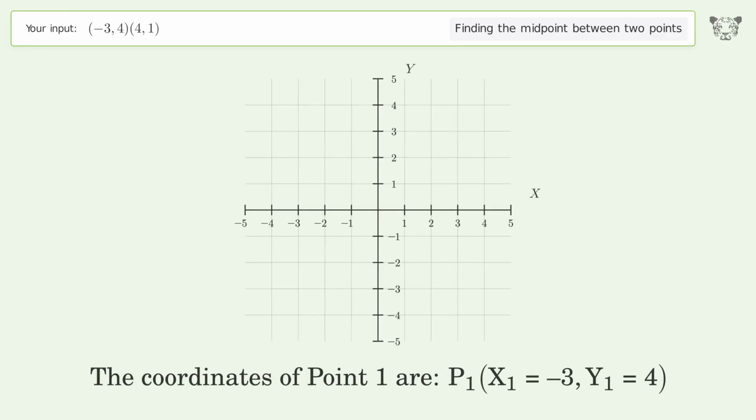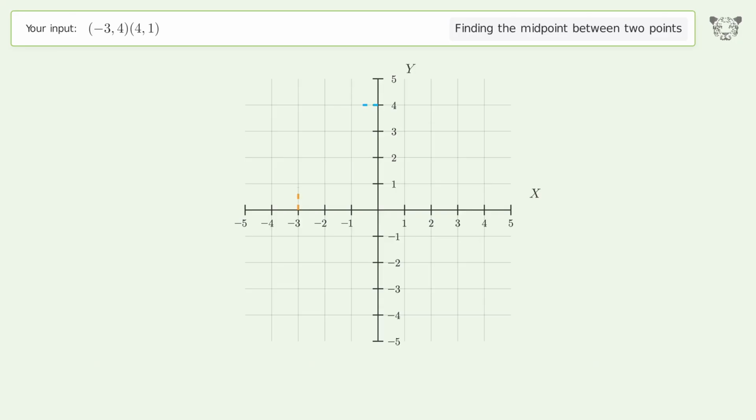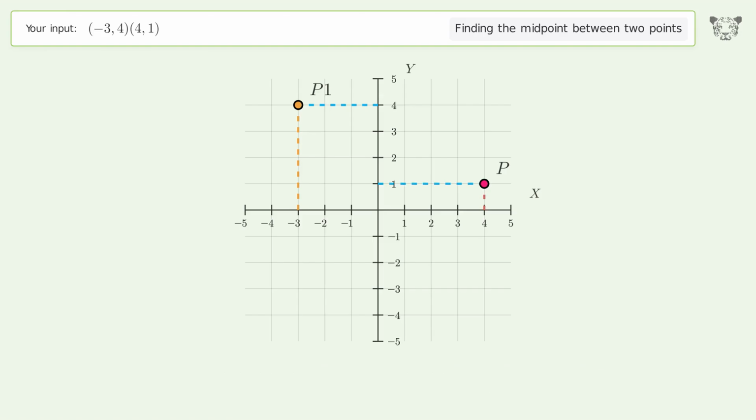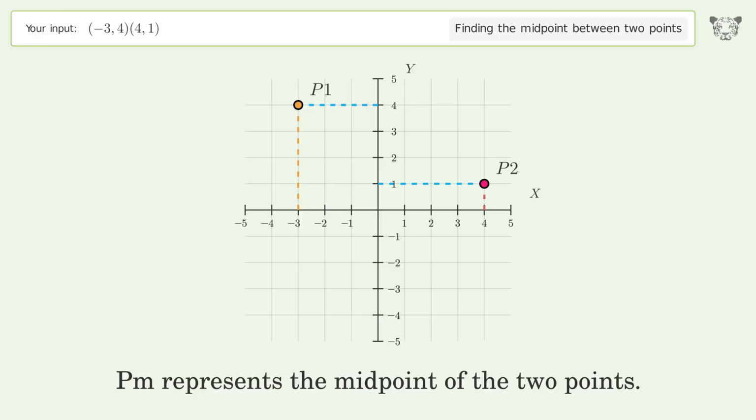The coordinates of point 1 are x1 equals -3, y1 equals 4. The coordinates of point 2 are x2 equals 4, y2 equals 1. PM represents the midpoint of the 2 points.